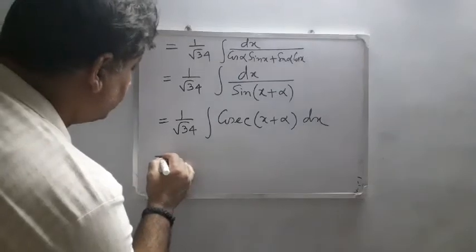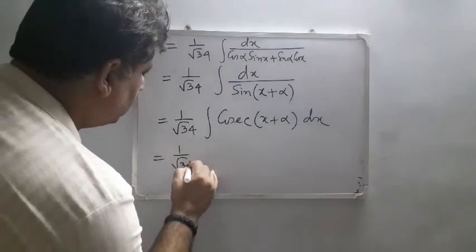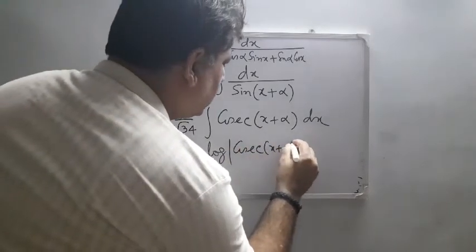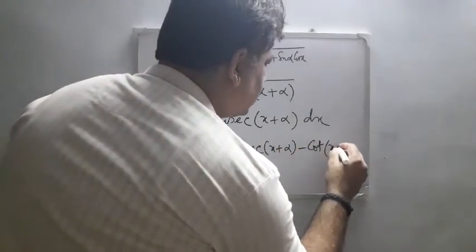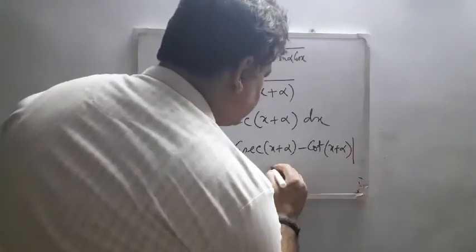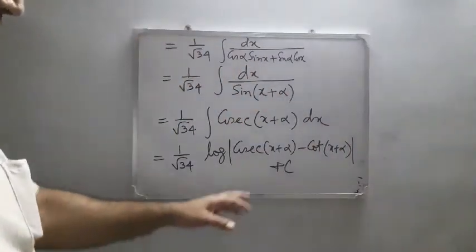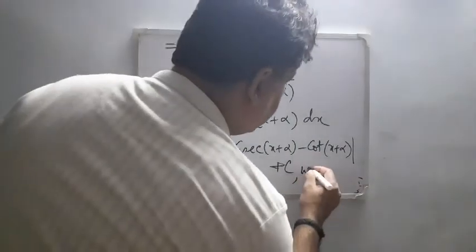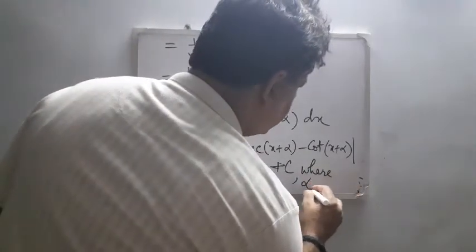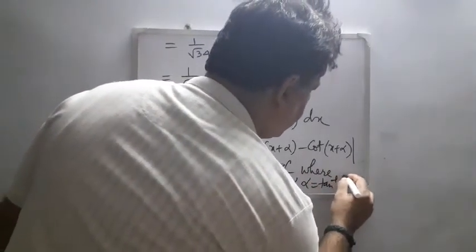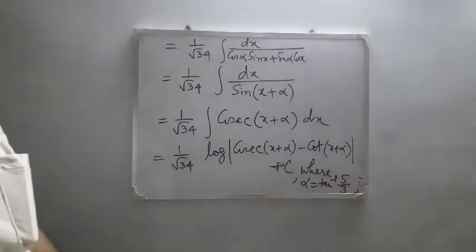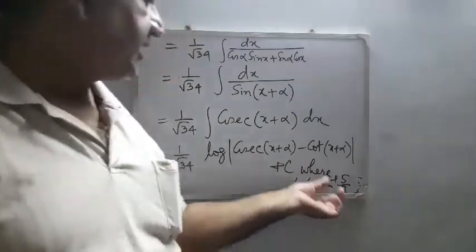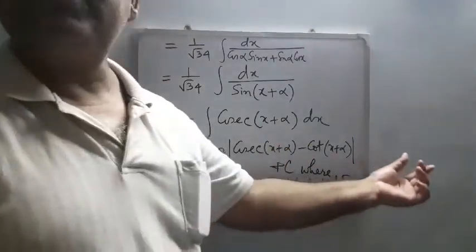So what happens? This is equal to 1 by root 34 log mod cosec x plus alpha minus cot x plus alpha mod plus c, and we have to write the value of alpha here, where alpha is equal to tan inverse 5 by 3. This simplifies your calculations and workings. It is understood here, and your answer is of this form.